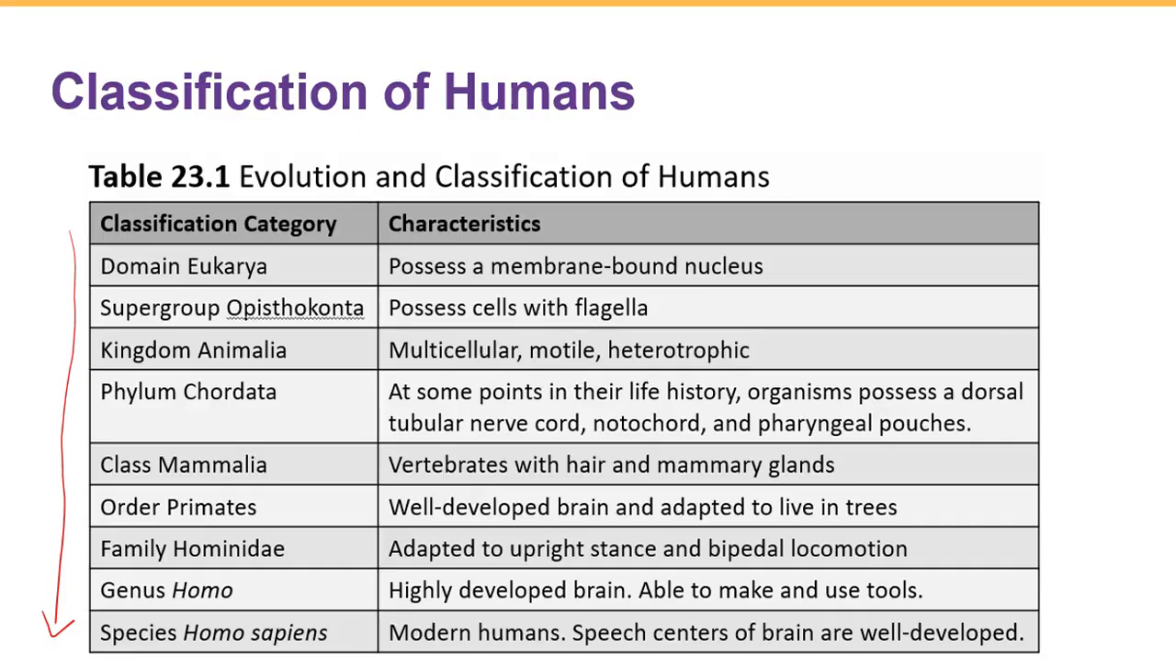Humans belong to domain Eukarya, which means our cells have a nucleus and other membrane-bound organelles. Basically, our cells are more complex than bacteria. Within Eukarya, we belong to supergroup Opisthokonta.